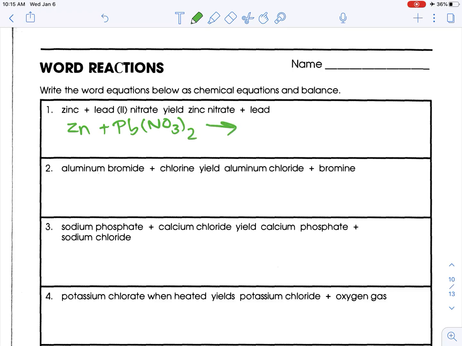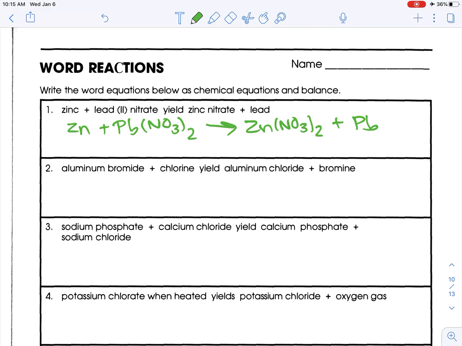Yield means arrow. Now that zinc is in a compound, I need to figure out its charge. So that's a plus 2. Nitrate is a minus 1. So got to crisscross. Put that thing in parentheses, 2 down there. And lead by itself.